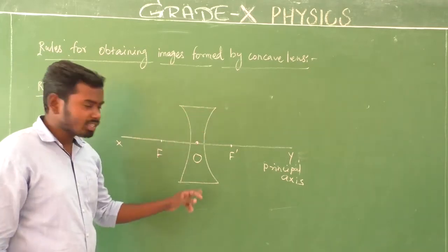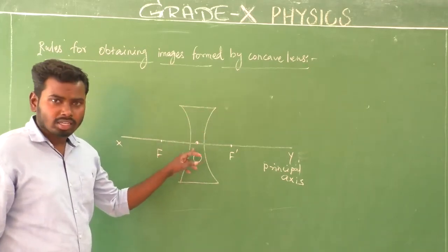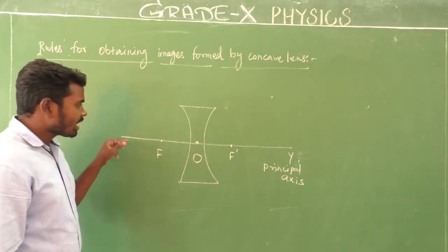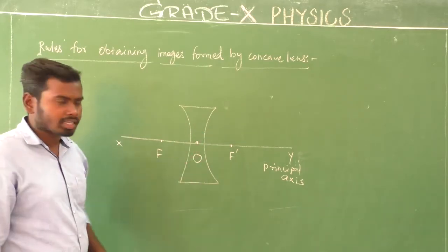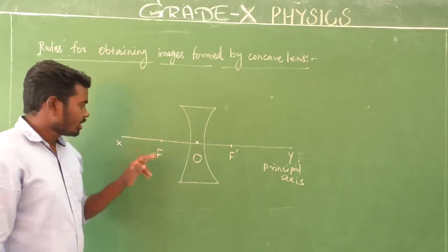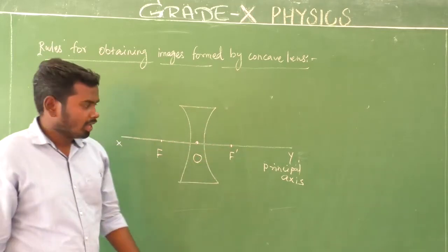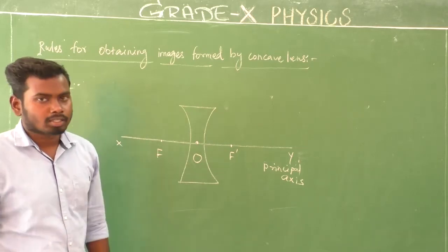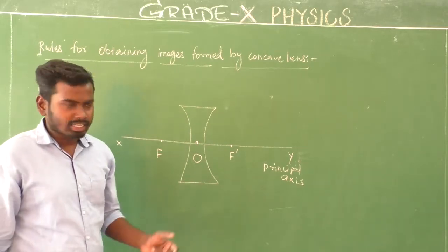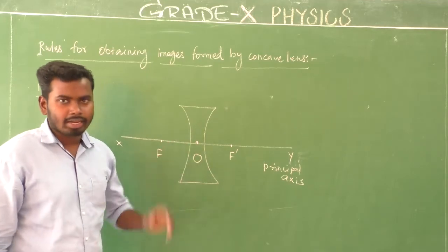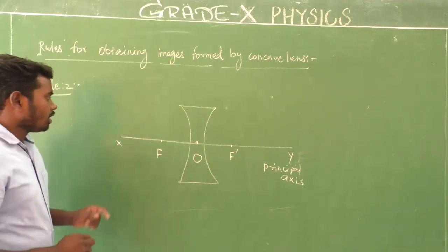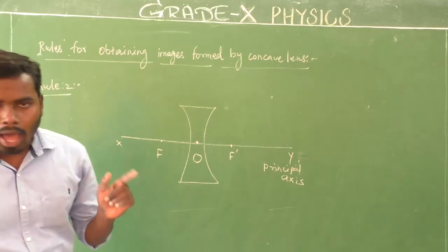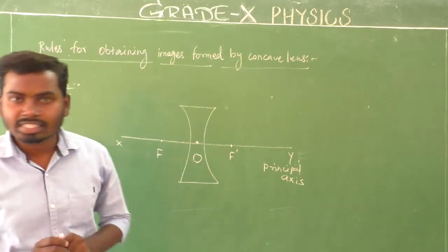Consider a concave lens. The center point of the concave lens is the optical center O. Next, an imaginary line which passes through the optical center is the principal axis X, Y. Is it clear? Next, F and F dash both are what? Foci. Here the two foci are placed at equal distances from the optical center O. Is it clear? Yes. Listen here, the second rule is actually a reverse case of the first rule.